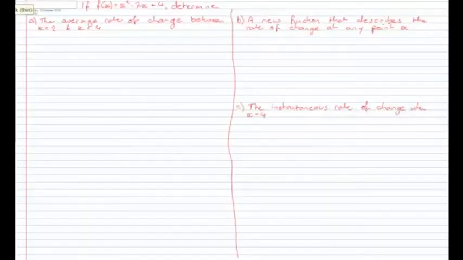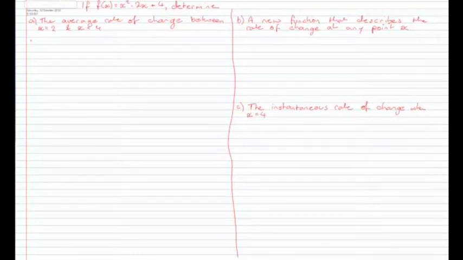The question says, if f of x is equal to x squared minus 2x plus 4, determine a, the average rate of change between x equals 2 and x equals 4, b, a new function that describes the rate of change at any point x, and c, the instantaneous rate of change when x equals 4. So first of all, question A asks us to find the average rate of change between x equals 2 and x equals 4.